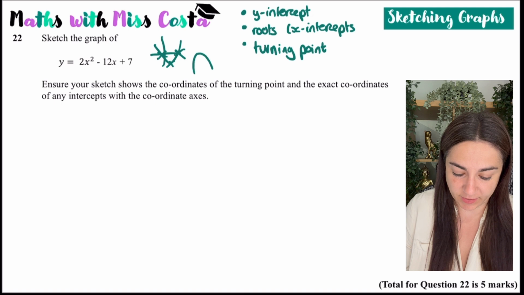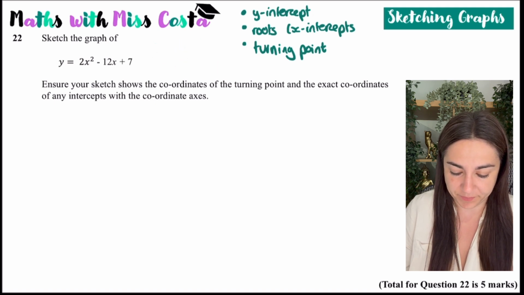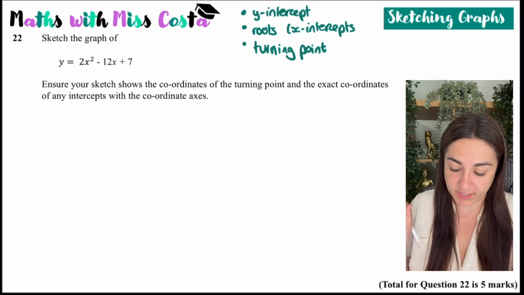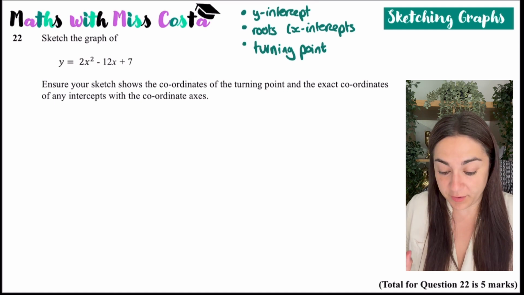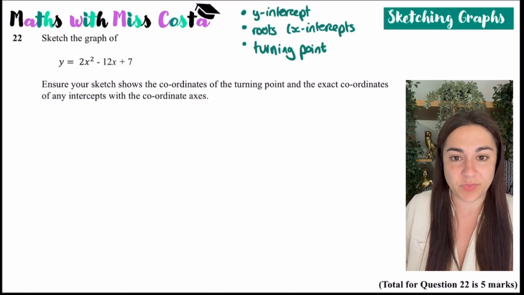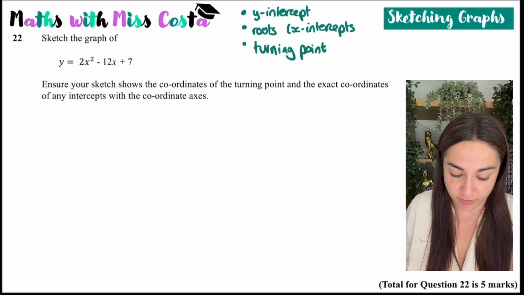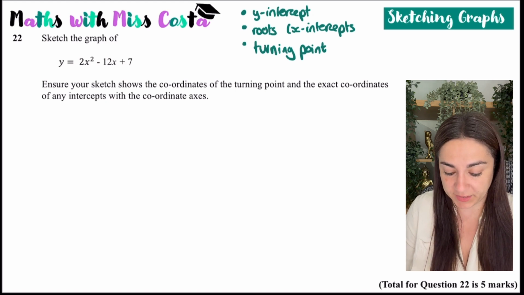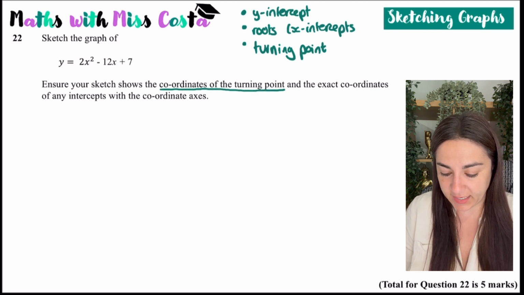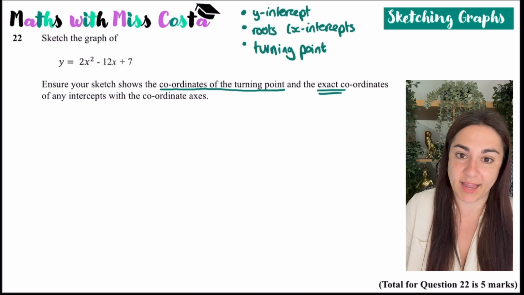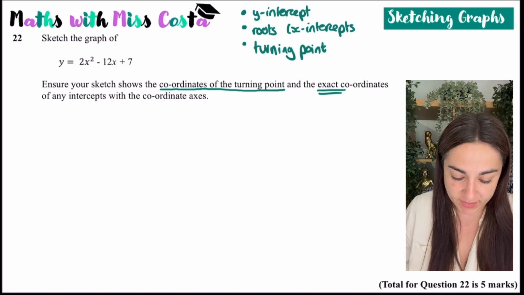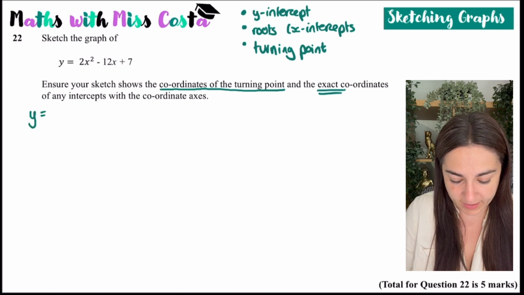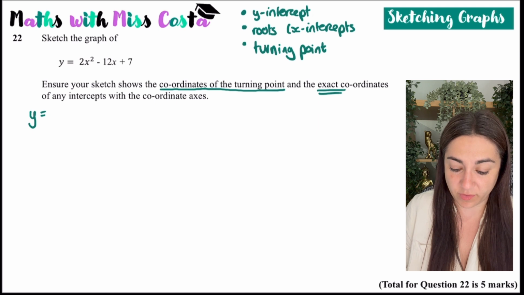So it's either going to look like this over here, or it's going to be a graph like that, where the turning point is over here, depending on whether it's positive or negative. So I want to figure out these 3 things. They're the key things that I need for my graph. It says, ensure your sketch shows the coordinates of the turning point. So it's made that clear to me, and the exact coordinates of any intercepts with a coordinate axis, so the y or the x-axis. So let's start off by figuring out what the y-intercept is.